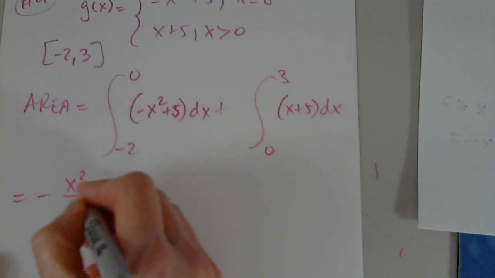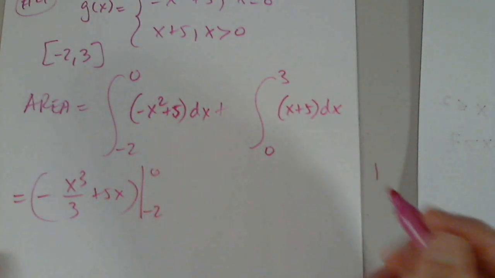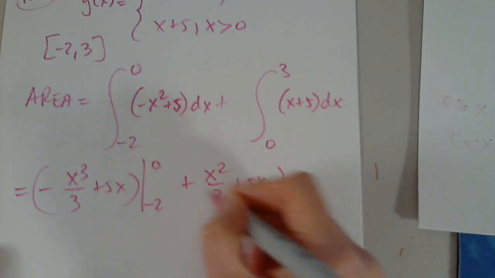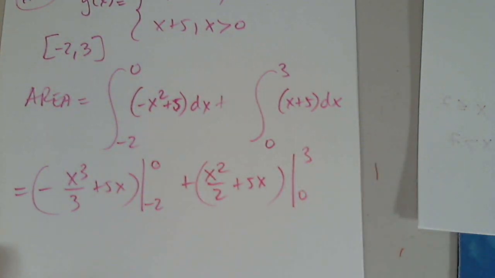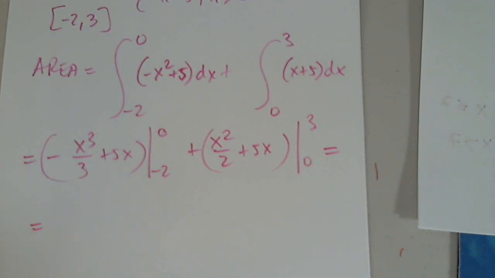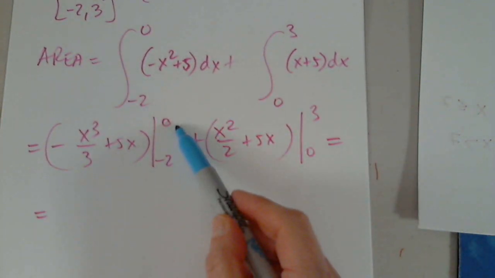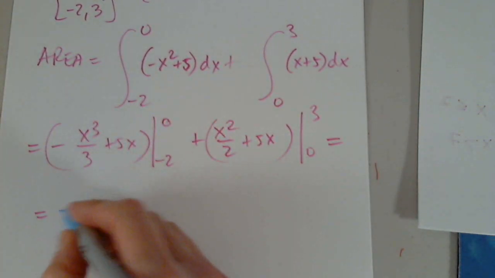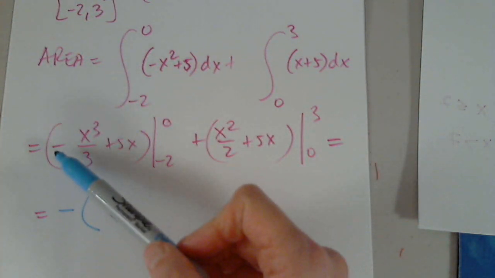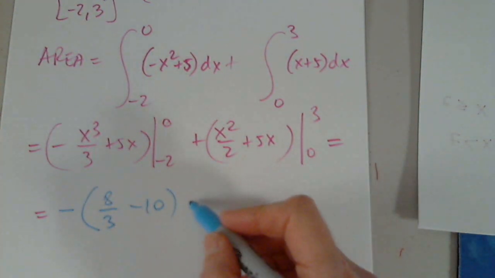So negative x to the third over 3 plus 5x from negative 2 to 0, and plus x squared over 2 plus 5x from 0 to 3. Now careful how you plug it in, because of the negative sign between the two values. When I plug in 0, luckily it's 0, minus. When I plug in negative 2, this is negative 8 over 3 with minus in front, and this is minus 10. And then plus.